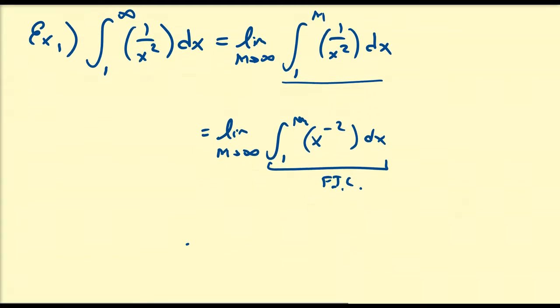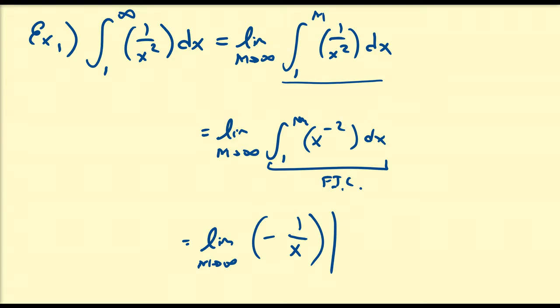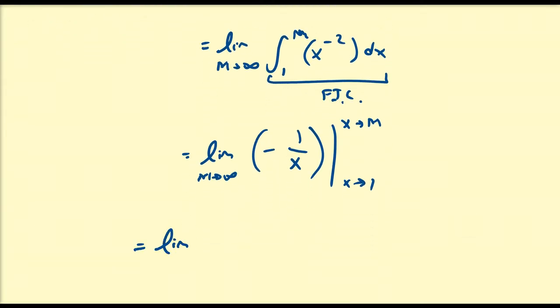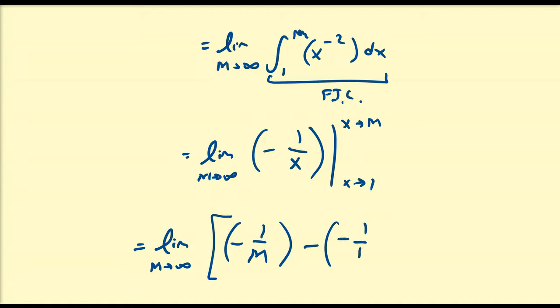So this is going to be equal to the limit as m goes to infinity of x to the power, add 1 to that power, so that's minus 1, and then we divide by that new exponent, which is negative. We need to evaluate this antiderivative of x to the minus 2 at m, evaluate it at 1, and subtract. So this is going to be equal to the limit as m goes to infinity of the upper limit evaluated, which is negative 1 divided by m, minus the lower limit evaluated, which is minus 1 over 1.